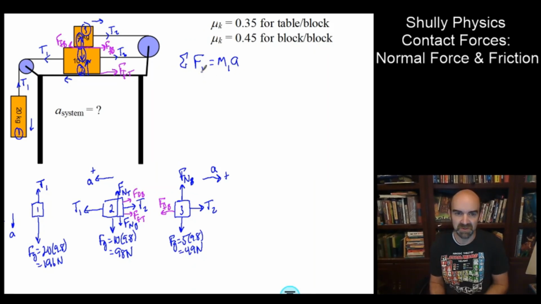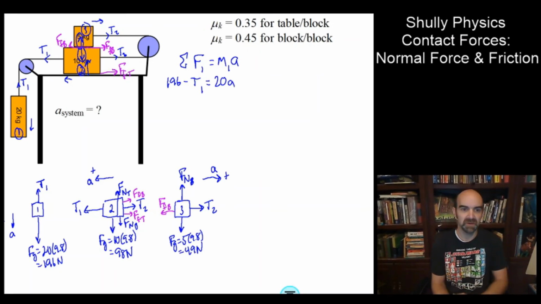So the sum of the forces on 1 is just the up and down forces. We've got 196 being the positive direction. Remember, my positive over here is down, minus T1 going up. And that equals mass 1, 20 kilograms, times A. There's equation number 1. I'm going to give that a purple circle, just so we don't lose track of it. That's a rectangle. Good one.